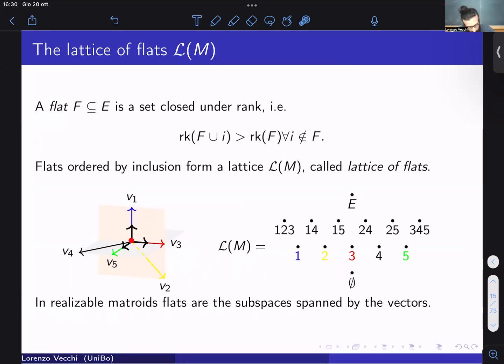And the same goes for 3, 4, 5, which span this gray plane here. And all the other ones are all the possible planes that I can span. For example, V1, V5 spans this one, etc. And then lastly, we always have the k-dimensional subspace. It's the whole space. And that's why we always get the whole ground set as a rank k flat.